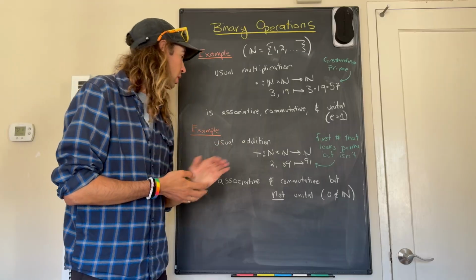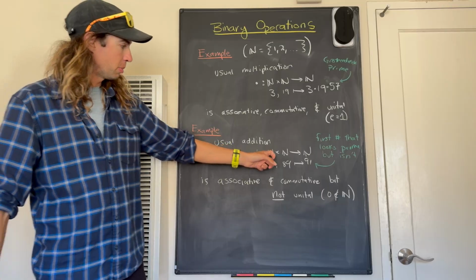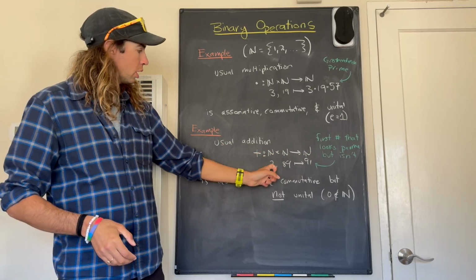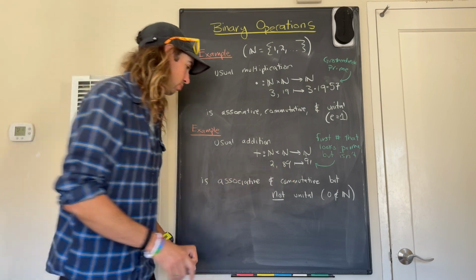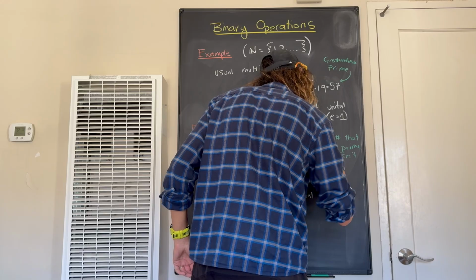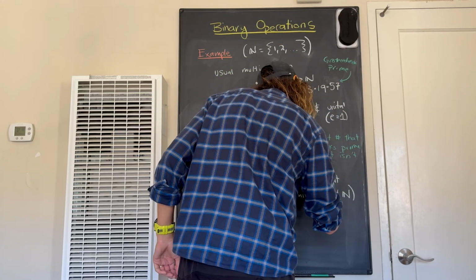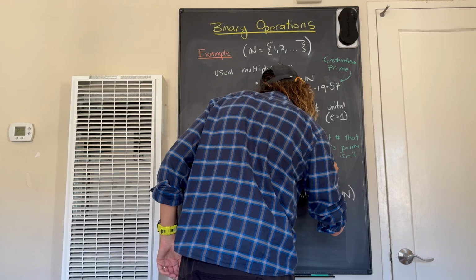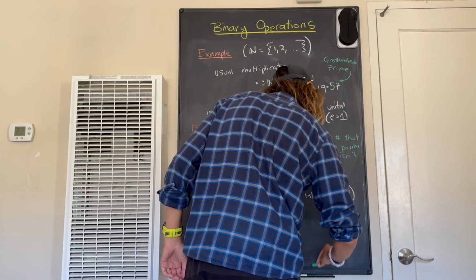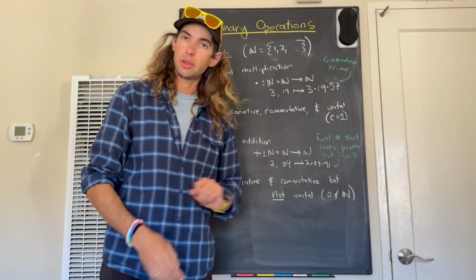Our second example is usual addition. Again, on the natural numbers, so from the natural numbers cross the natural numbers to the natural numbers. So for example, 2 plus, I should have written, just to make it match, 2 plus 89, which is 91.